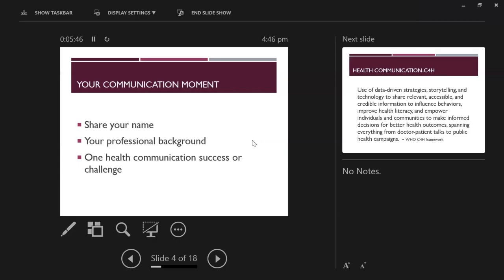I'm a registered nurse. And one health communication success I've seen is the Jamaica Moves, where through the communication from the Ministry of Health, a lot of us Jamaicans have gotten the message and have started to exercise.